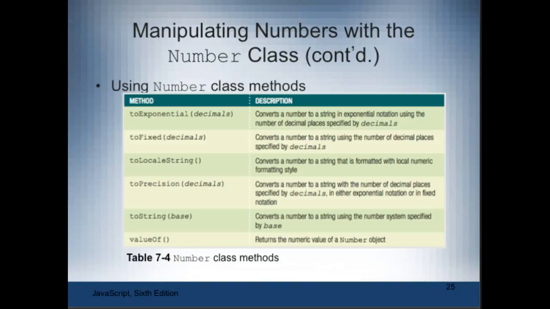And the toPrecision method converts a number to a string with the number of decimal places specified by decimals, in either exponential notation or in fixed notation. The toString method converts a number to a string using the number system specified by base, and the valueOf method returns the numeric value of a Number object.